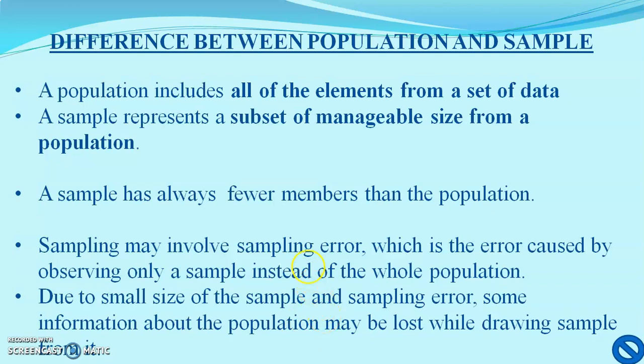Okay, now we have dealt with three terminologies: parameters, population, and sample. And we have also described the difference between population and sample. Now we can describe other terminologies in next class.